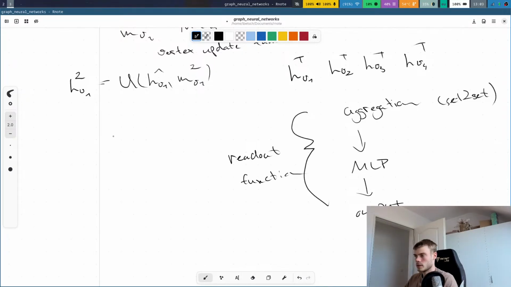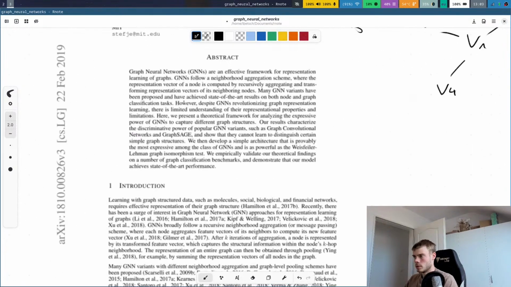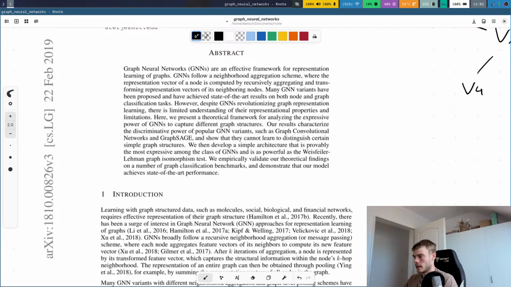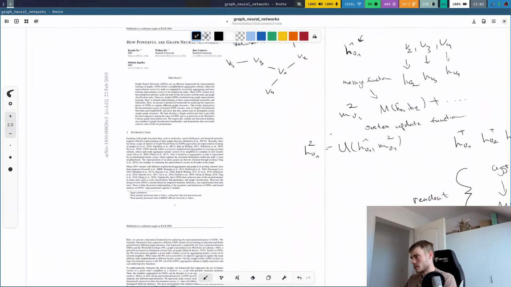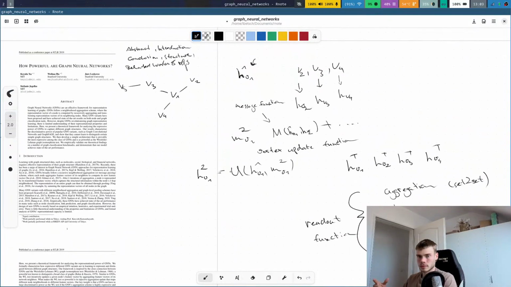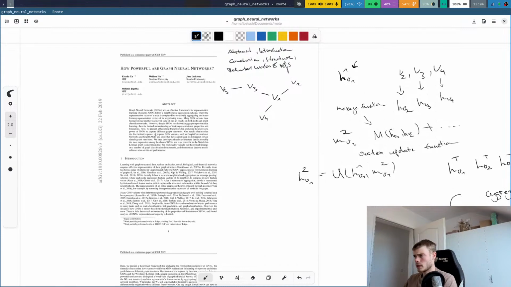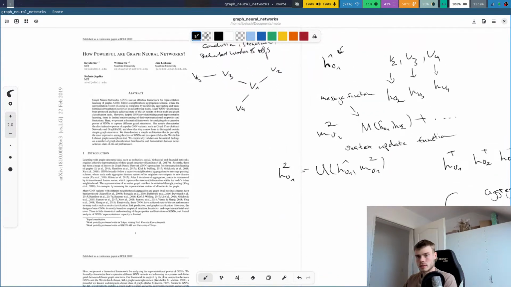Okay, and this is what they basically refer to when they say that the GNN aggregates by recursively aggregating and transforming representation vectors of its neighbor nodes. It is recursive because it's done T times, the same thing, similar to a recurrent neural network, and it's always doing it on the neighbor basis.